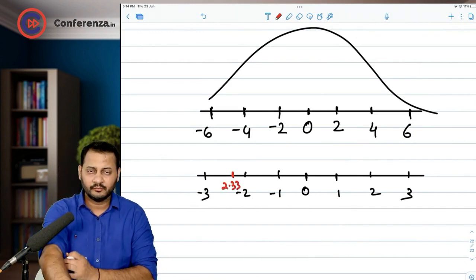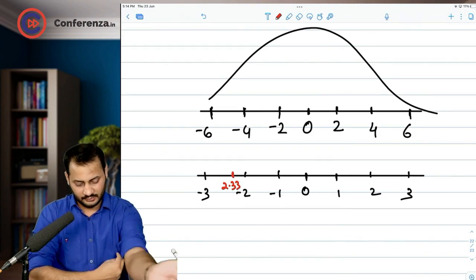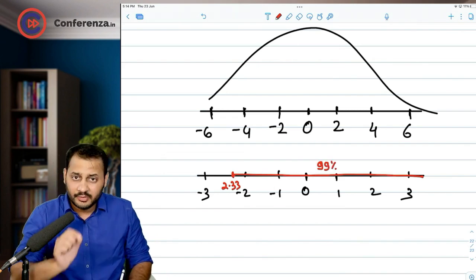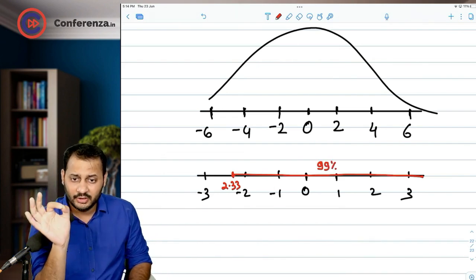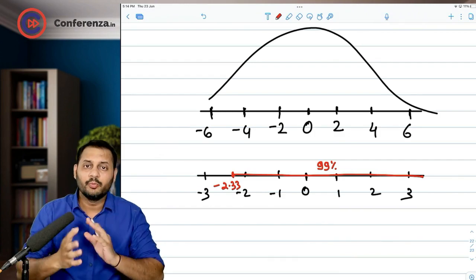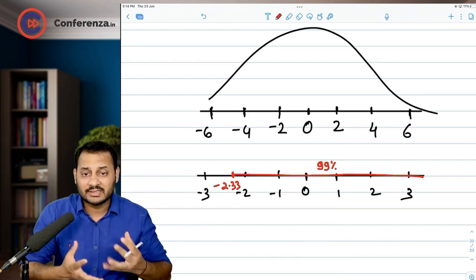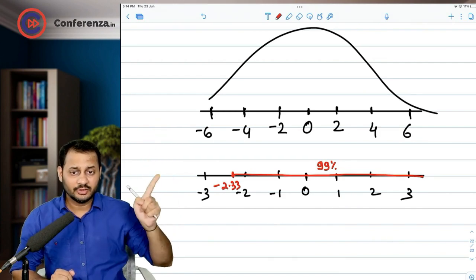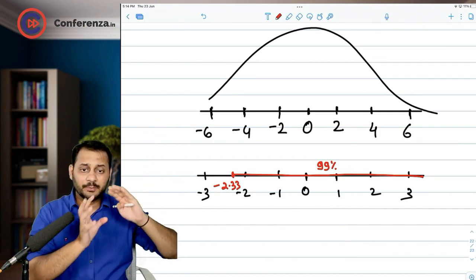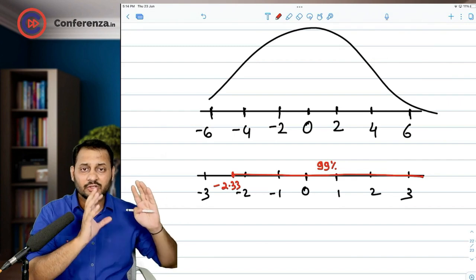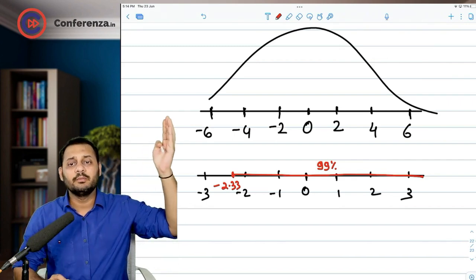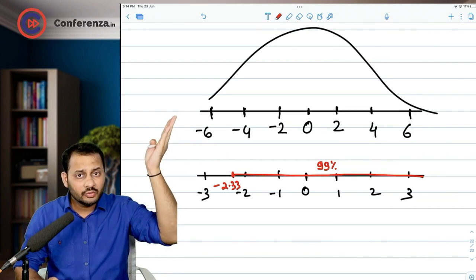2.33. Please understand, in this entire area, we can say that we are 99% confident that the value won't go beyond 2.33, or the value will be maximum 2.33. This is normally distributed. This is also normally distributed. Means the probabilities or the areas or the locations of this graph will be applicable in a similar manner to this one also.